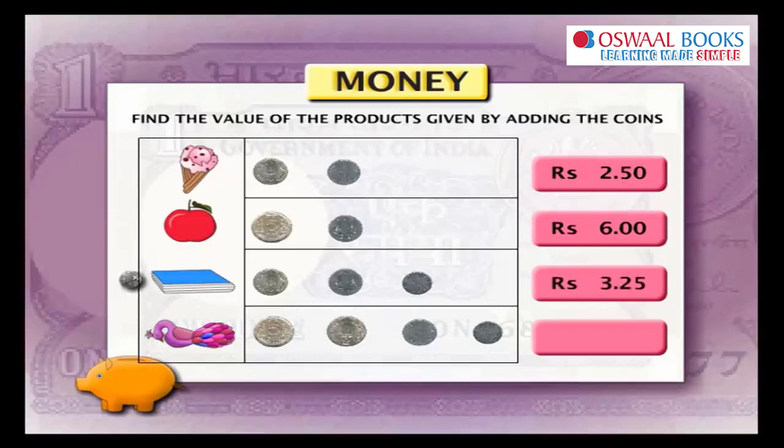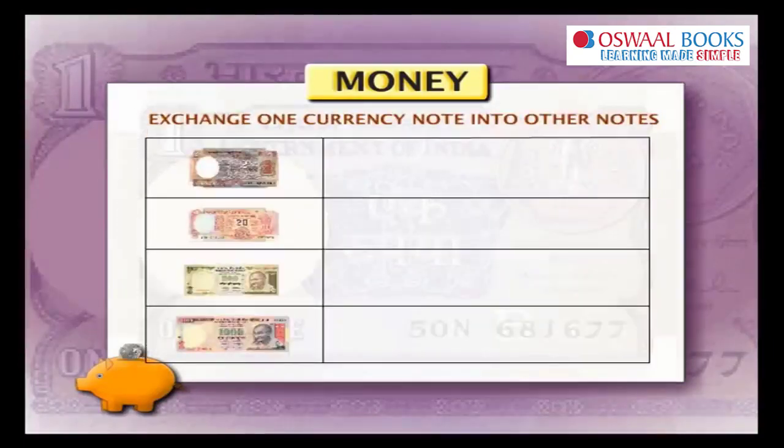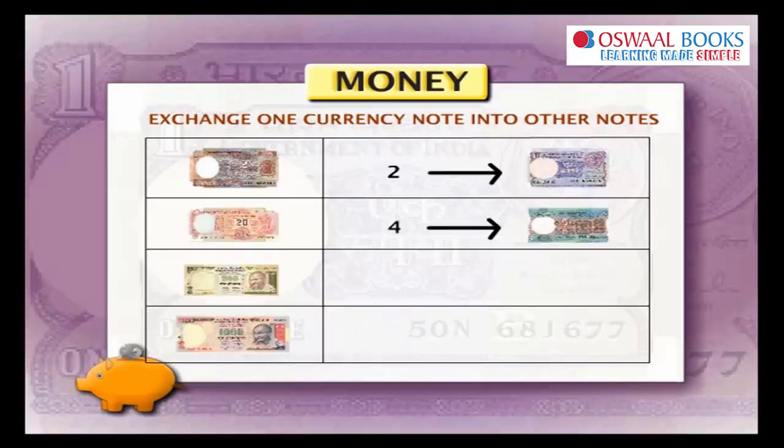The cost of the sticker is 5 rupees plus 2 rupees plus 50 paise plus 25 paise, which comes to 7 rupees 75 paise. Exchange one currency note into other notes. A 2 rupee note can be exchanged for 2 1 rupee notes. A 20 rupee note can be exchanged for 4 5 rupee notes.